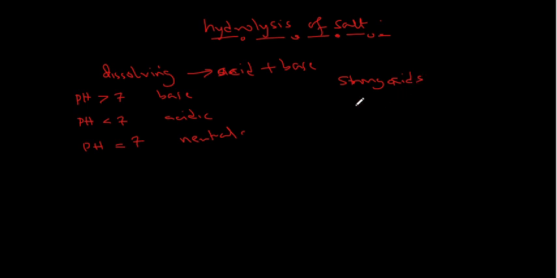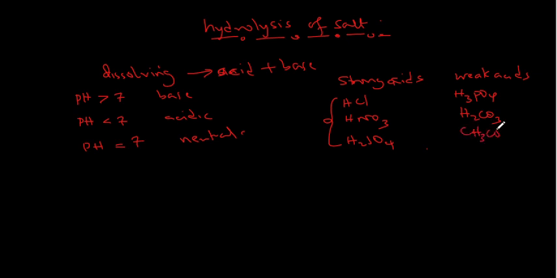So for strong acids, I'm going to mention three strong ones based on our level. We have hydrochloric acid, we have HNO3, and we have H2SO4. Okay, so these ones stand out in the category of strong acids. All other acids are weak acids. Okay, so you have something like H3PO4 here, you have H2CO3 here, you have CH3COOH here, you have hydrogen sulfide here, and the likes.